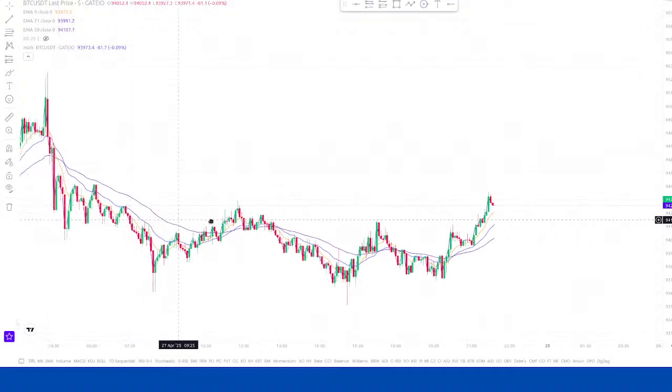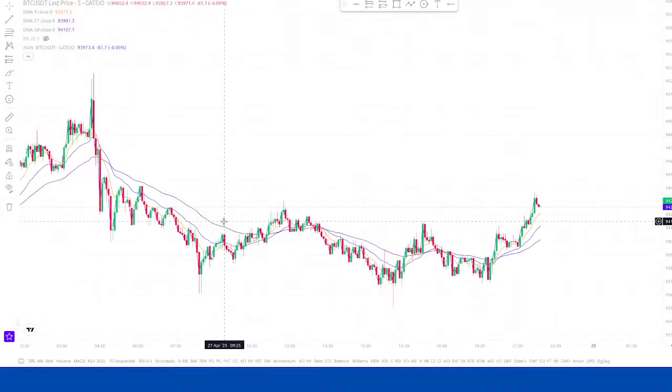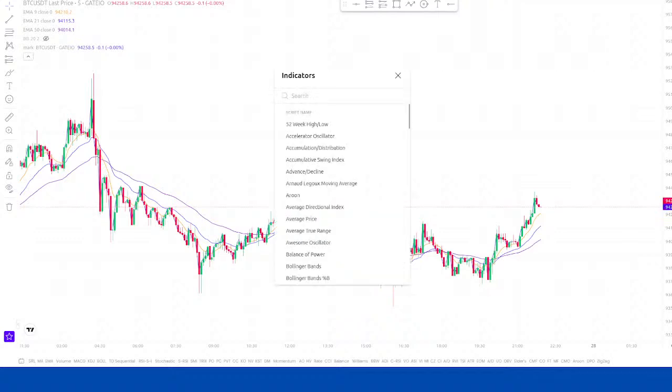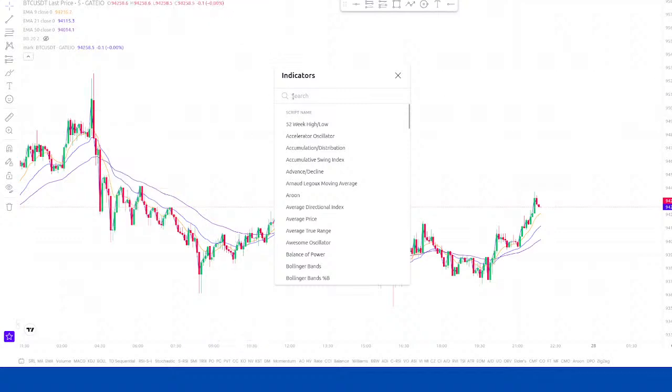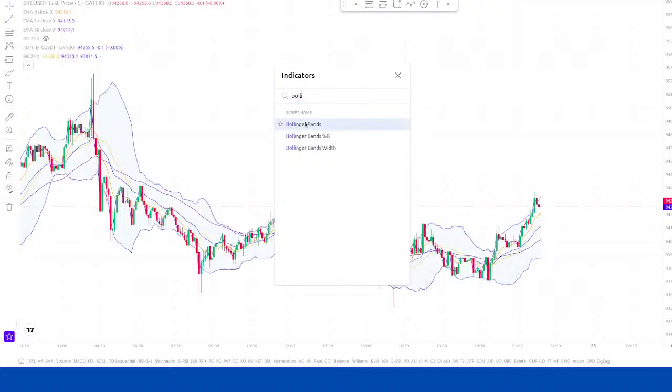The Bollinger Band is one of the indicators we use in trading. You can find it on the indicators icon. As you can see at the top, we have the indicators icon. When you just type Bollinger Band, it will highlight Bollinger Band.